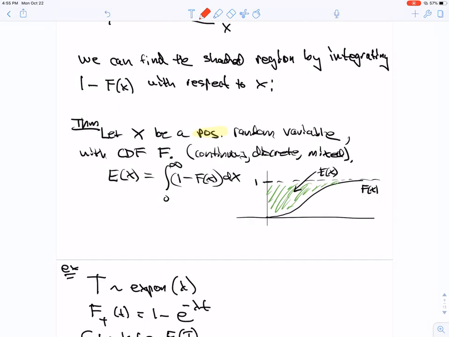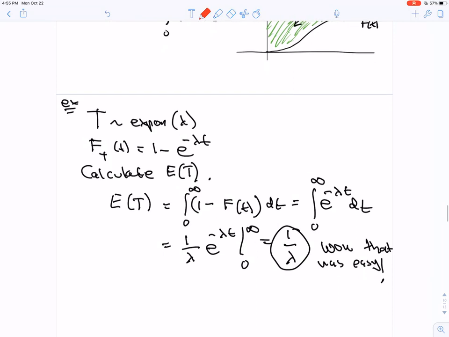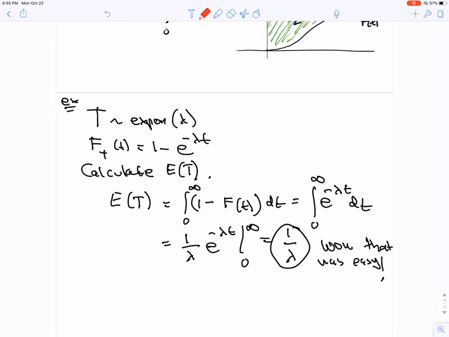Let x be a positive random variable with CDF F. The expectation of x is the integral from 0 to infinity of 1 minus F of x dx. This is the continuous analog of the tail sum formula, by the way. So you can see how easy this is to apply.